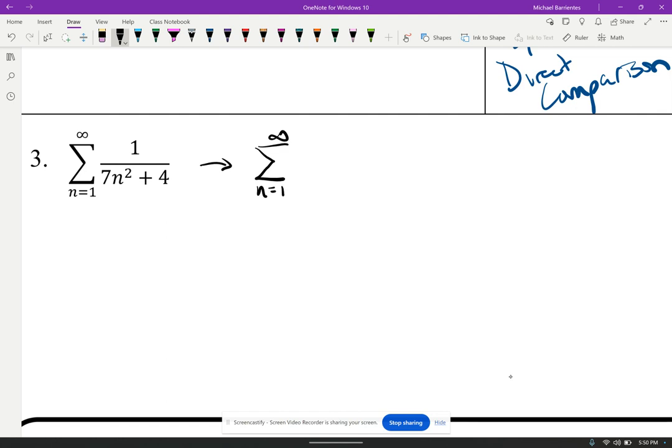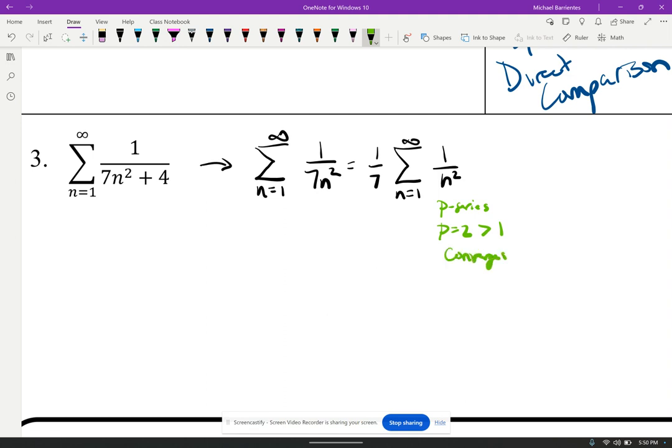And I notice there's a lot of things going on here. Why don't I just say this is 1 over 7n squared? Now, if I look at this carefully, I guess I could factor out the 1/7. And I don't have to show this. I'm just doing this so that you can see eventually this is going to turn into a p-series, where p is equal to 2. And the p-value is bigger than 1, so it is going to converge.